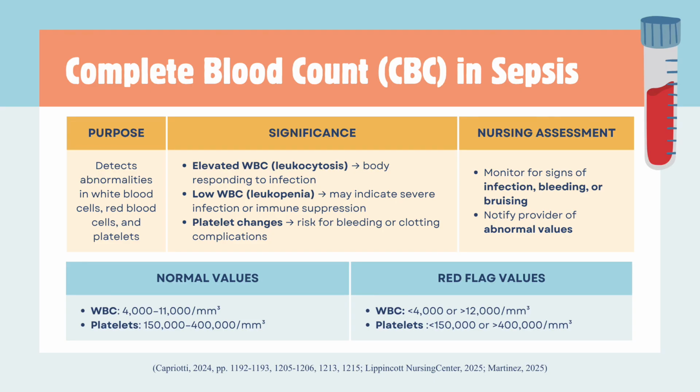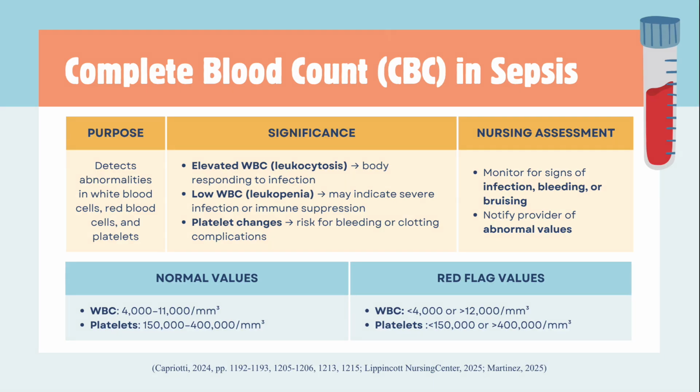Normal white blood cell values range from 4,000 to 11,000, and normal platelet values range from 150,000 to 400,000. Abnormal findings include white blood cell levels below 4,000 or above 12,000, and platelet counts below 150,000 or above 400,000. From a nursing standpoint, patients should be monitored closely for signs of infection, bleeding, or bruising, and abnormal lab results should be promptly reported to the provider.